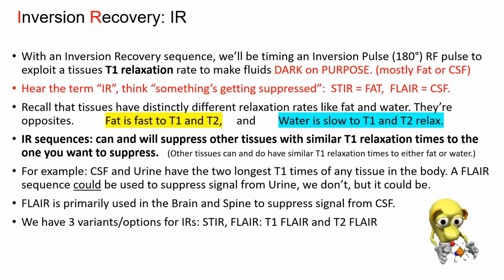If you use a long TI in, say, FLAIR, you're going to suppress CSF and urine if you wanted to, but no one does FLAIR in the pelvis, so you don't have to worry about that. So we're going to have three variations of inversion recovery. We've got STIR, short time or short tau inversion recovery. We've got FLAIR, fluid attenuated inversion recovery, which can be T1 or T2 weighted, and we'll cover those in just a minute.